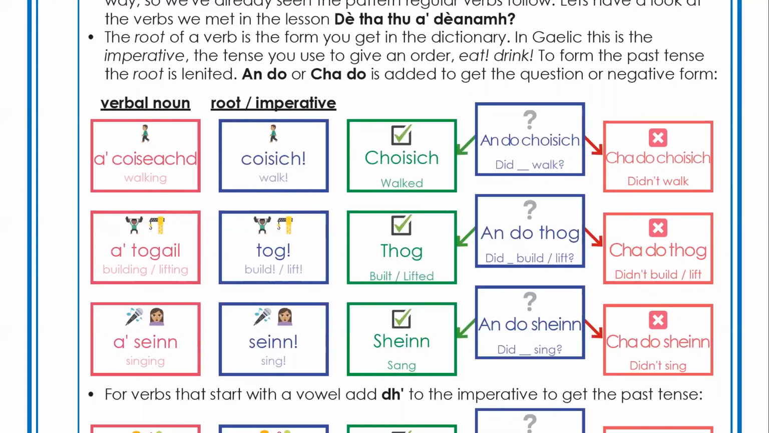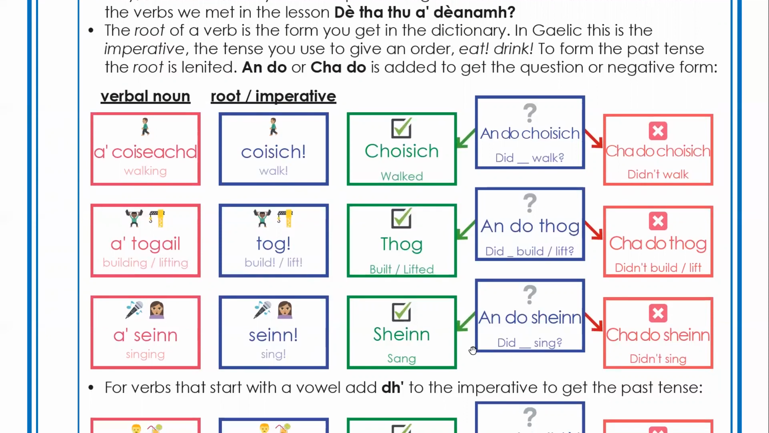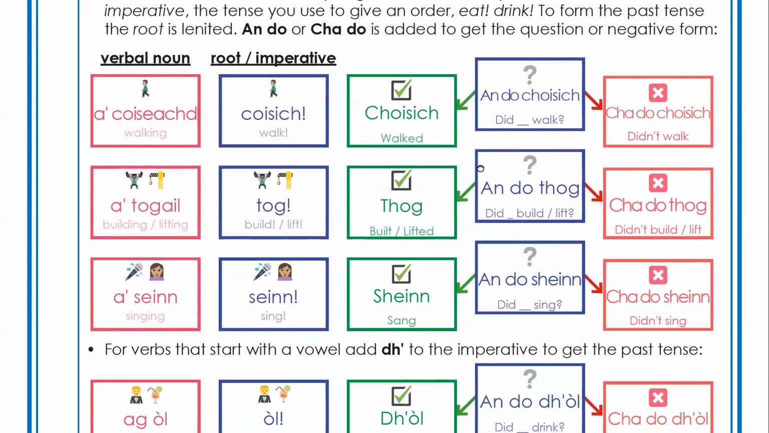An do sheinn thu? Did you sing? An do sheinn thu òran a-raoir aig a' cèilidh? Sheinn mi òran. Cha do sheinn, chan eil guth math agam idir. I don't have a good voice at all. Cha do sheinn. So fairly straightforward: an do, cha do, and then all forms are lenited.